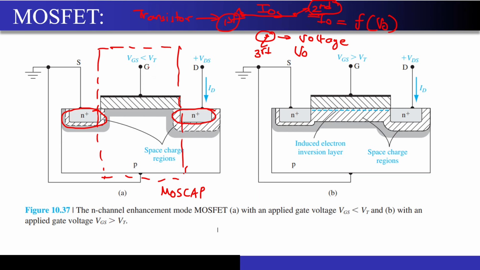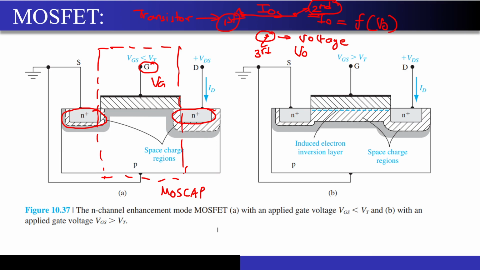Now let's imagine this is my MOS cap, and this is the VG that I'm applying. My job is not to create the MOS cap, but to create the MOSFET. This is the basic principle: the current should be controlled by the voltage applied at the third terminal.